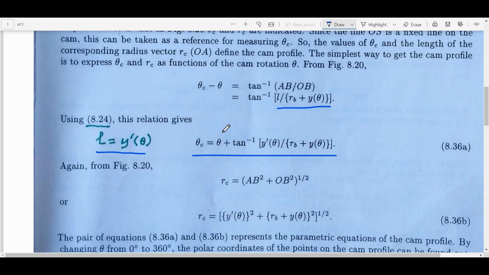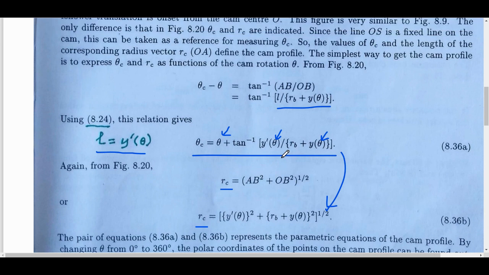You see, parametric in terms of cam rotation theta, and over here RC is just square root of AB square plus OB square, and we just substitute those in. We have RC, that's the cam profile. As simple as that. Using this, suppose I tell you what the cam displacement profile is, what y needs to be as a function of theta, and I tell you some other things, you should be able to compute an acceptable cam profile.